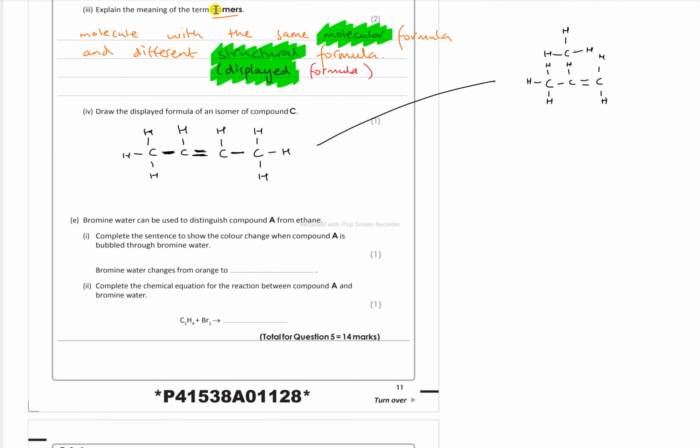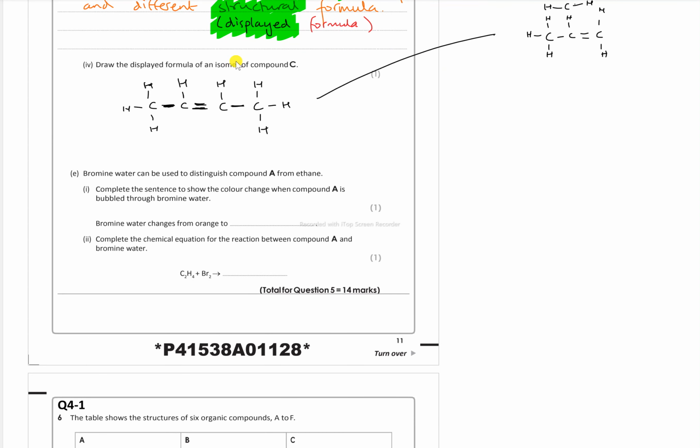Right, okay. Bromine water can be used to distinguish compound A from ethane. Complete the sentence for the color change. Bromine water changes from orange to colorless.